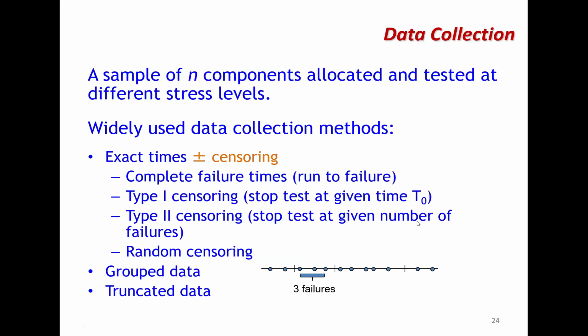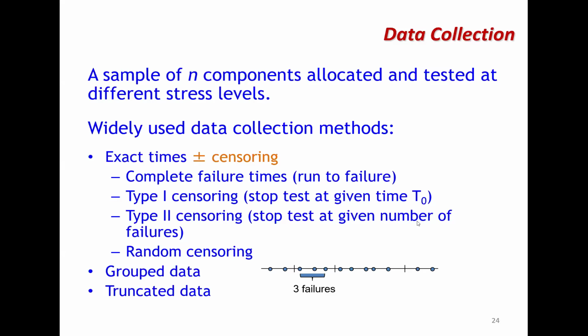Well, then let's talk about data collection. If you have a sample of n components allocated and tested at different stress levels, the widely used data collection methods are the following. You can consider collecting exact times, with or without censoring. We might be dealing with so-called complete data, failure times. If there's a run to failure, of course, if we consider all the components fail before you stop the test, then it's probably going to take a longer time. And then people consider type 1 censoring, stop the test at a given time t, or type 2 censoring, stop the test once you have seen a certain number of failures. Or sometimes you'll consider random censoring.